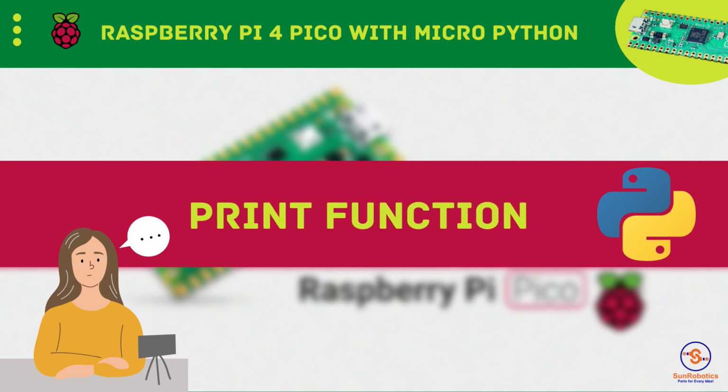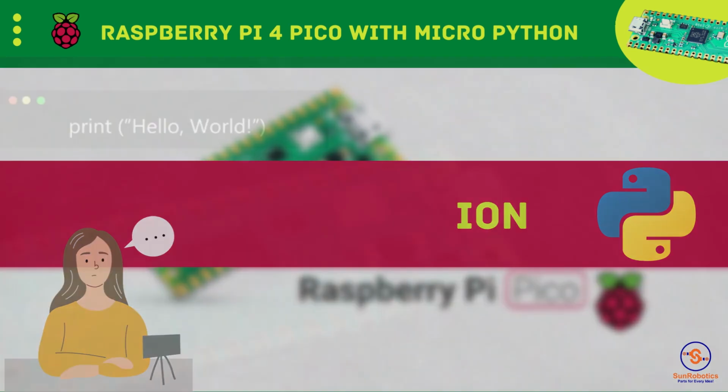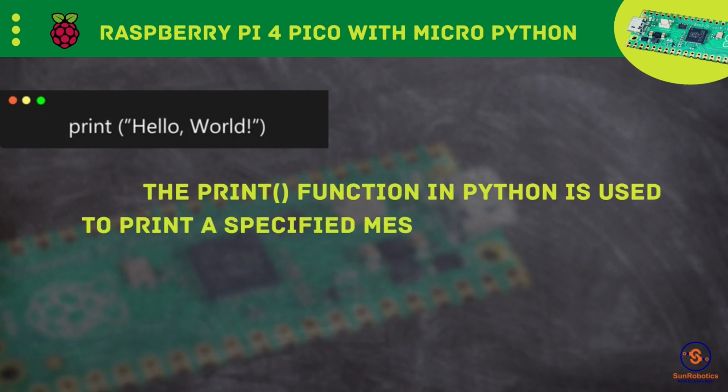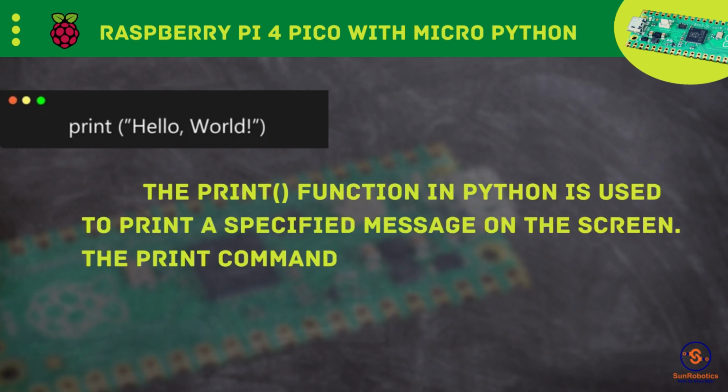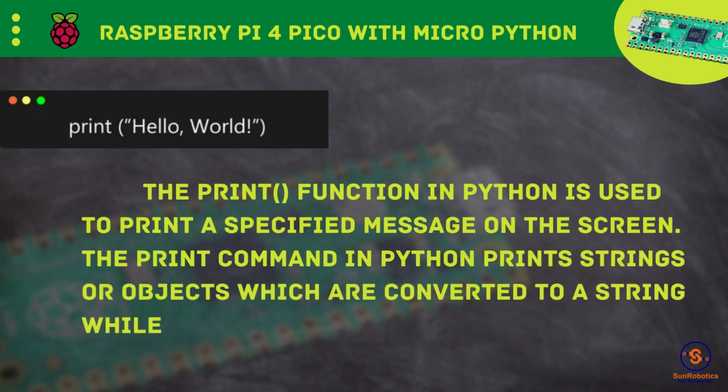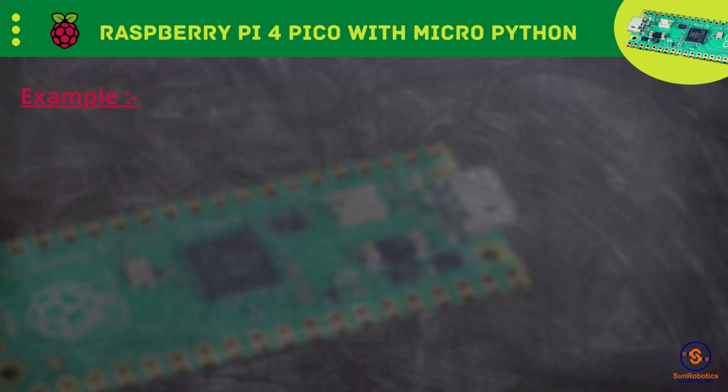First, we are discussing the print function. The print function in Python is used to print a specified message on the screen. The print command in Python prints strings or objects which are converted to a string while printing on a screen. Let's explain more about the print function by examples.